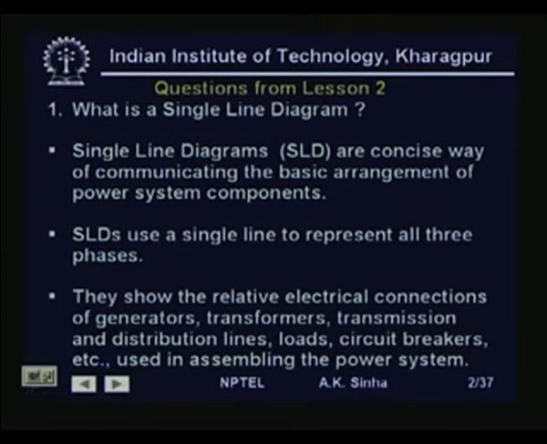Well, the first question was, what is a single line diagram? The answer to that question is, single line diagrams are a concise way of communicating the basic arrangement of power system components. Single line diagrams use a single line to represent all the three phases, and they show the relative electrical connections of various electrical components which are used in assembling the power system.